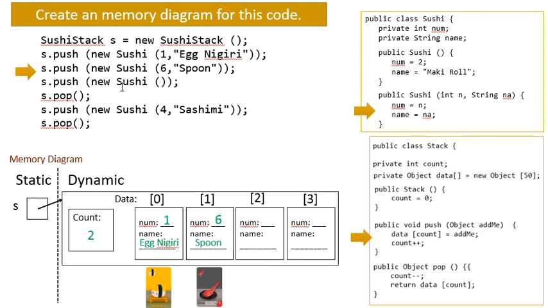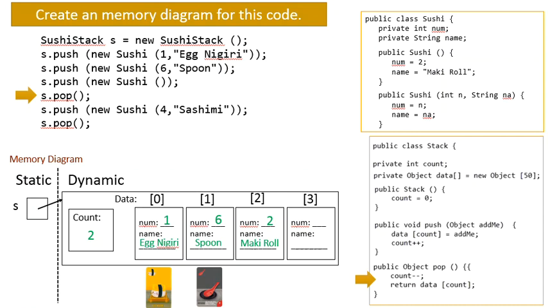Okay, so on the next line, we're pushing a new sushi, and that's going to be our default constructor. So we're going to be adding a maki roll to the count position, which is 2, and then increasing the count variable. Okay, looking good. So next thing we're going to do is we're going to pop. So pop, what they have us do is they have us decrease the counter, and then we return the data that's here. We actually don't erase it, but it's no longer in play, if that makes sense.